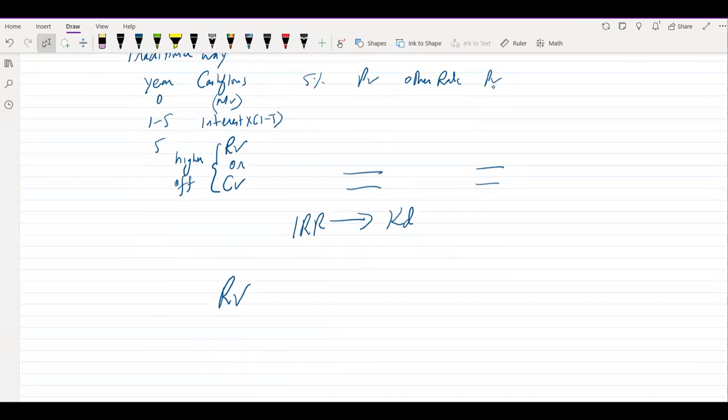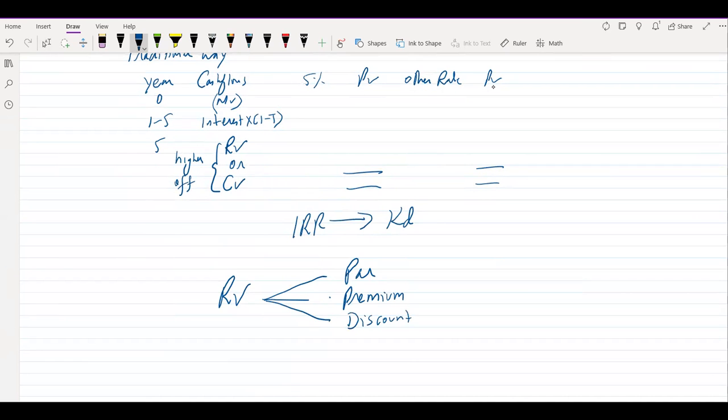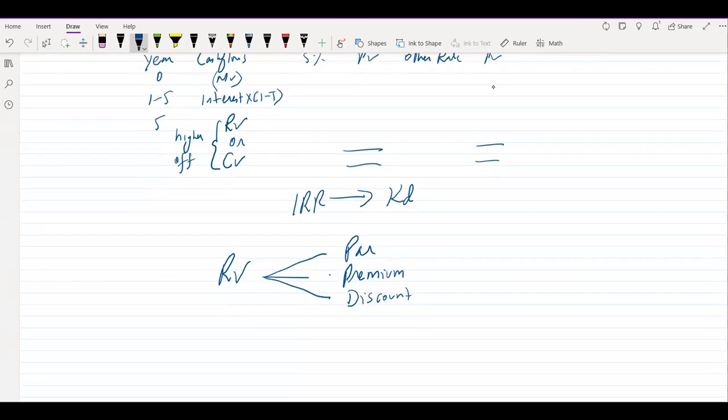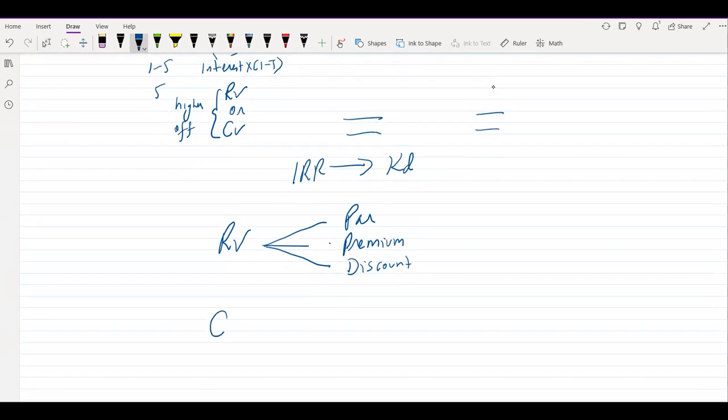What is redemption value? Either bond will be redeemed at par, either bond will be redeemed at premium. Par से थोड़ा ऊपर मिल जाएगा, like 5% premium means 105, 6% premium means 106. Either bond will be redeemed at discount. 2% discount means you will get 98. So what is conversion value? Conversion value का मतलब क्या है?